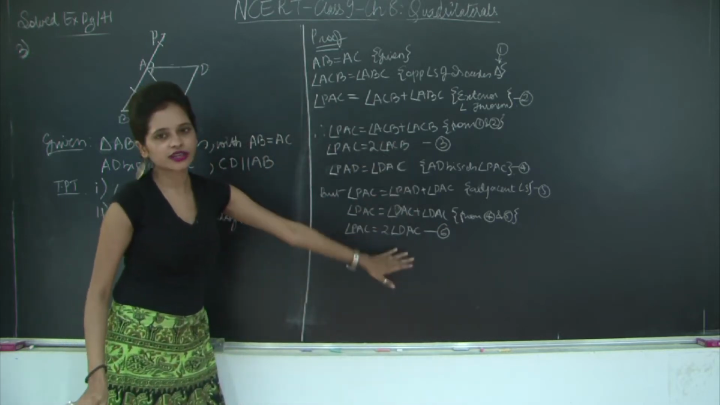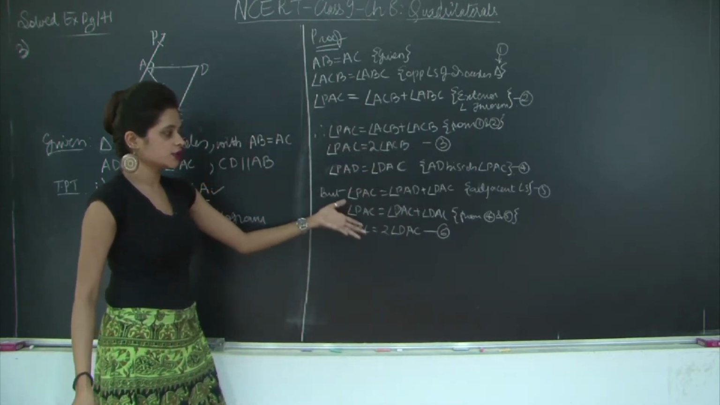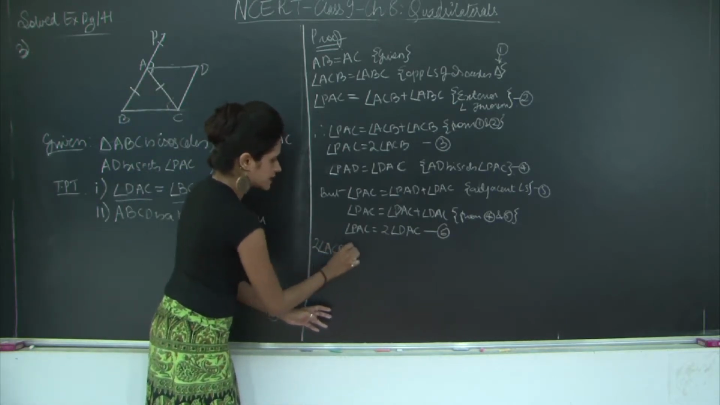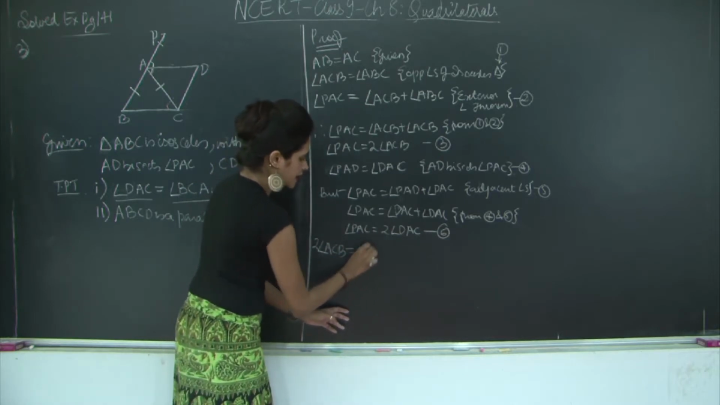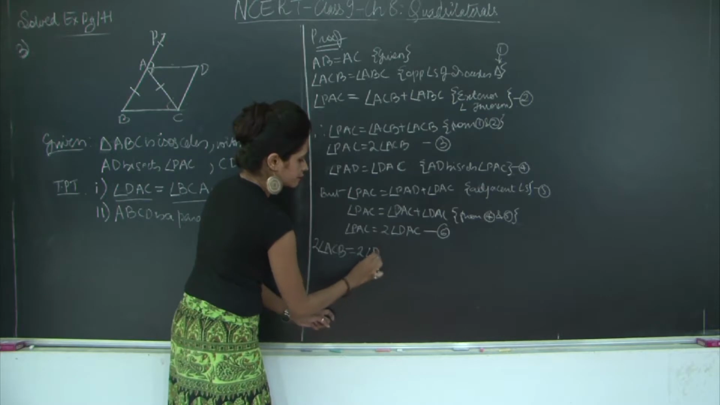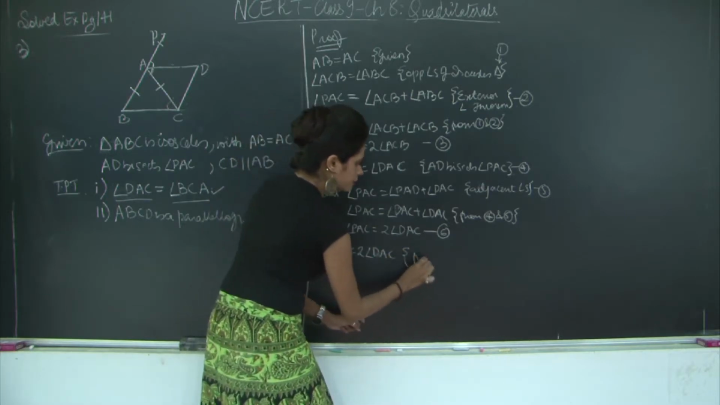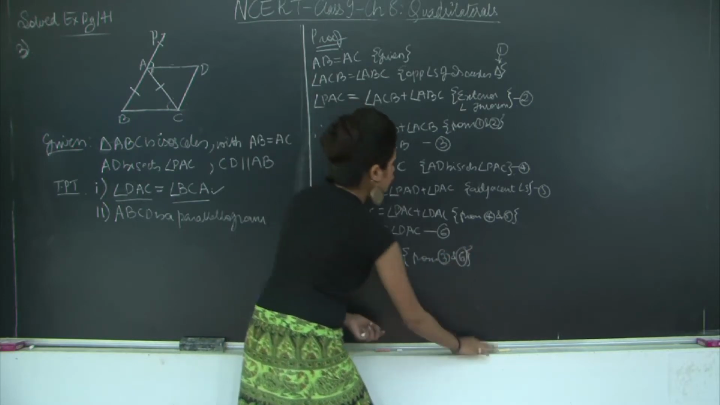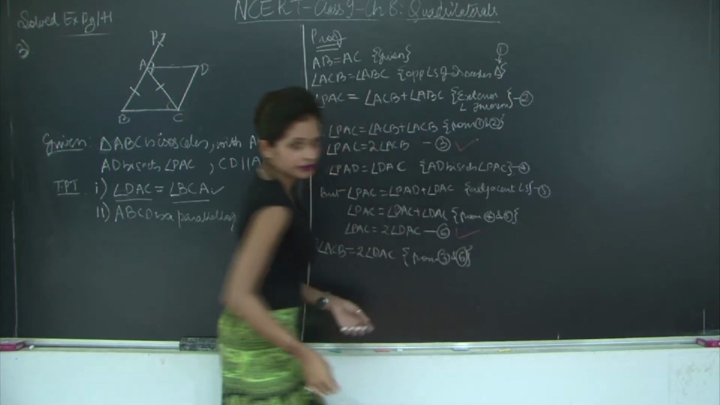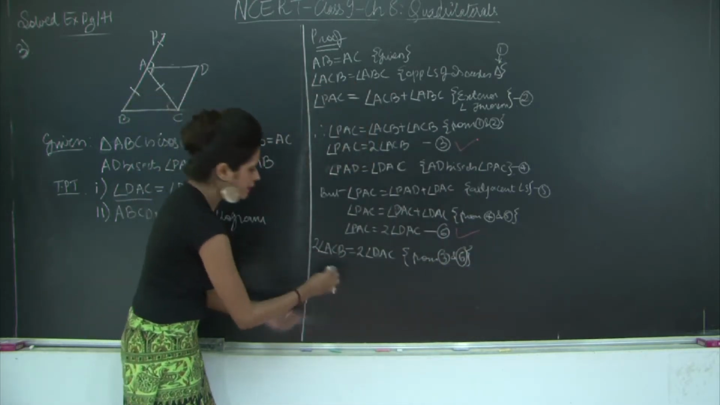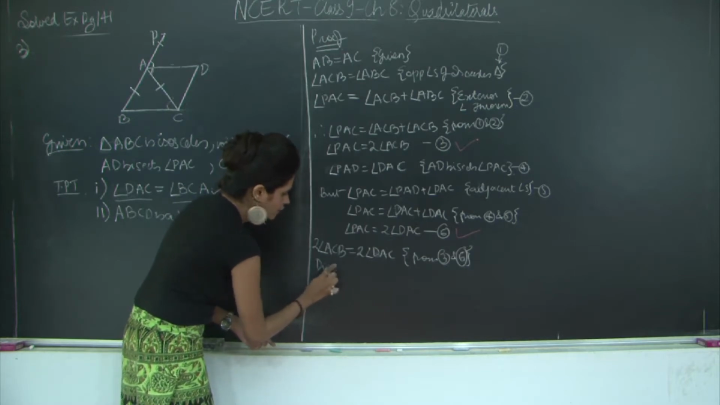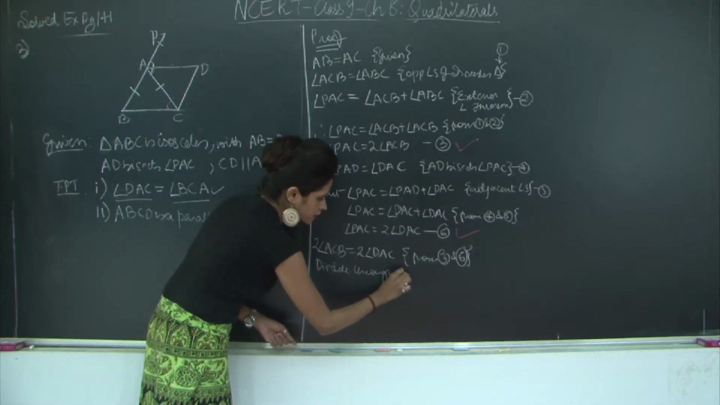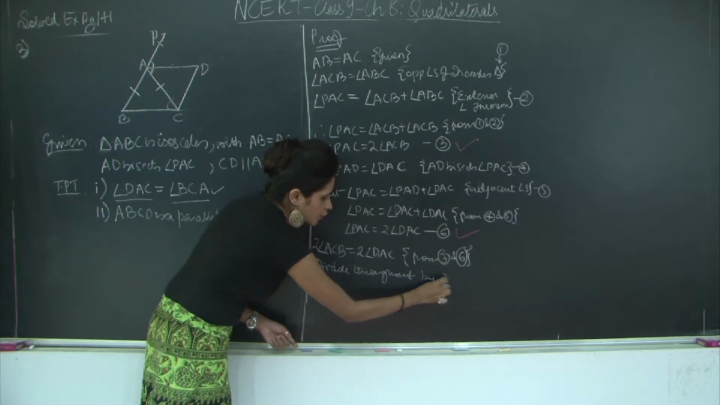So if you notice from 3 and 6, things that are equal to the same thing are equal to each other. What do I get? That twice angle ACB is equal to twice angle DAC, from 3 and 6. So these are very important notes over here. Now if you divide throughout by 2, what do you get?